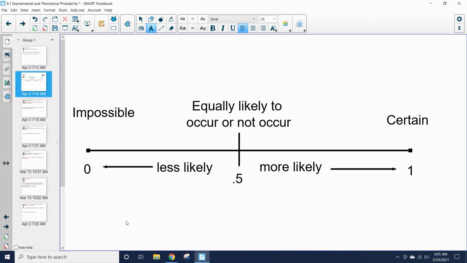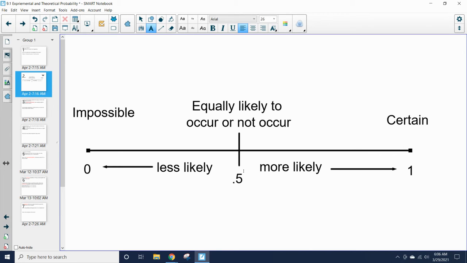Now, when something is 0, that means it is impossible to happen. There is 0 probability or 0 chance of it happening. While something is 1, you can also think of this like a percentage. One would be 100%. So it's certain, it has to happen. There is only the chance for it to occur.